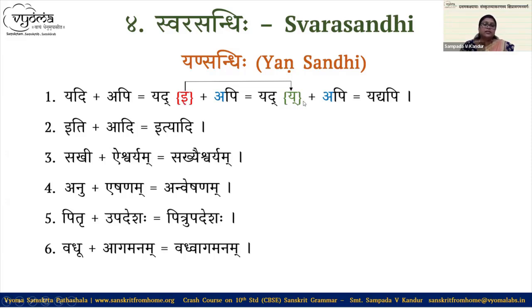See, I changes to Ya. Here also I changes to Ya. Here I changes to Ya. Here U changes to Va. Ru changes to Ra. U changes to Va. Okay. So remember the sequence: Yaralava, I, U, Ru, Lu. Now, when I is replaced with Ya, Yad plus Ya will become Yadya, and then api. So it becomes Yadyapi.